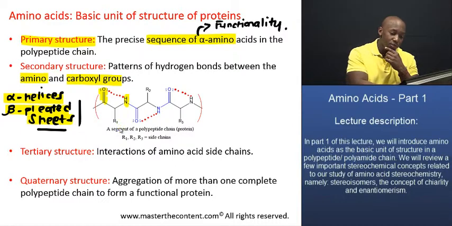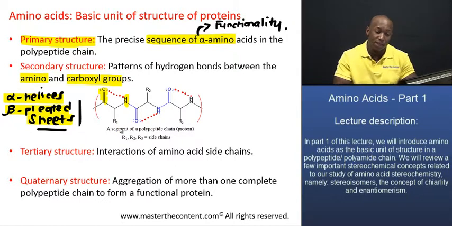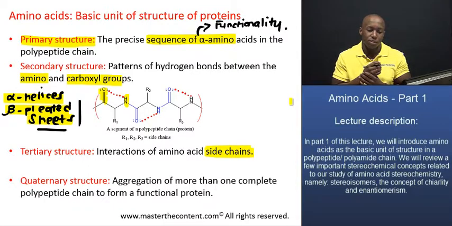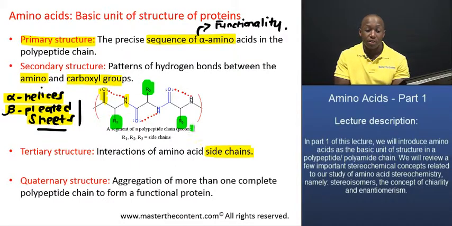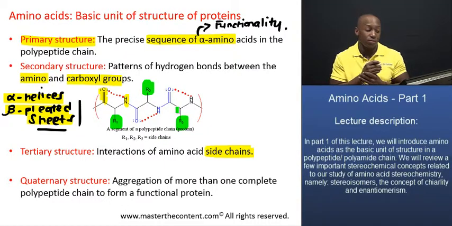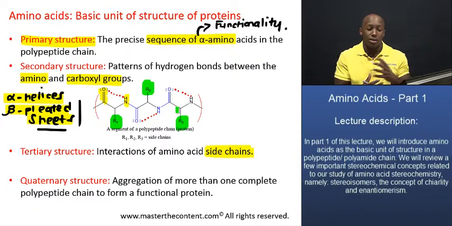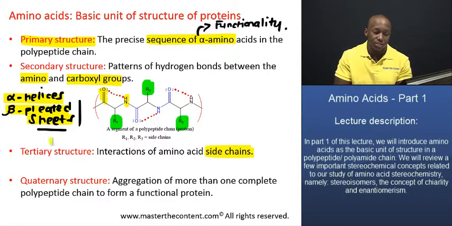Now, at the tertiary level of organization, interactions of the amino acid side chains will produce unique conformational changes in the structure of the protein as a whole. Now we're talking about these groups right here, those side groups that can be largely different. Those side groups in the amino acid chain can interact, and by means of various forces of attraction, they determine what we refer to as the tertiary level of structure in a protein.